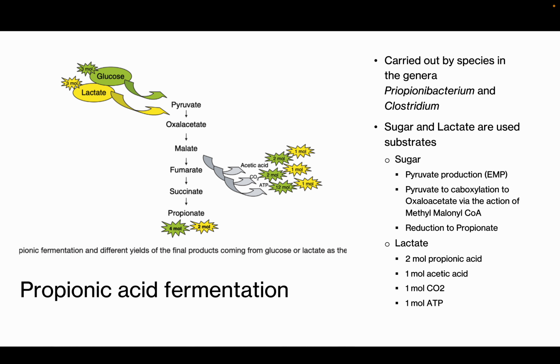Additionally, it's associated with the liberation of 1 mole of acetic acid, 1 mole of carbon dioxide, and 1 mole of ATP. So lactate as a substrate is a lower yield pathway. Compared to lactate, if a hexose like glucose has been used, acetic acid is produced at 2 moles, carbon dioxide at 2 moles, and more ATP is actually produced, 12 moles.